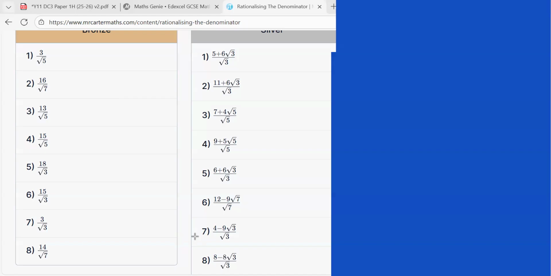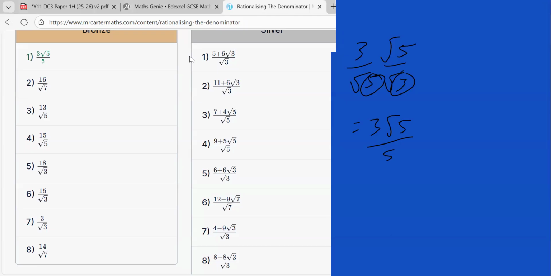Okay, let's go through the answers. The first one I said was J17, is it? Do you have an answer? Can you come to the mic? Talk us through it. No, I'll go through it anyway. So we've got 3 root 5 at the bottom. So root 5 is going to be multiplying top and bottom. So we're going to get 3 root 5 all over 5 because we've got the same number. So our answer is 3 root 5 all over 5.